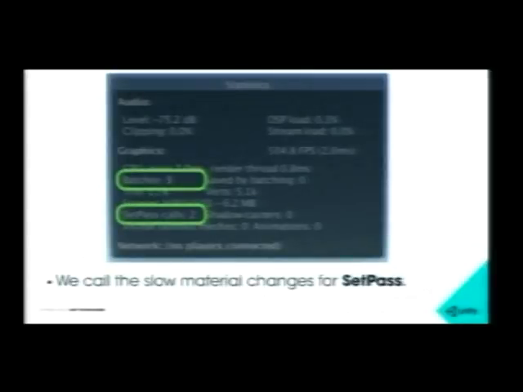If you open the statistics window in the game view, you'll see there are two things that are interesting here. There's a field for batches, and there's a field for set pass. Whenever a slow state change happens, the counter for set pass will be incremented. And whenever a draw call is issued, the counter for batches will be incremented. Whenever a set pass call happens, you will always be rendering a batch, so the batches count will always be at least as high as the set pass count, and the batches will always be equal to or greater than the number of set pass calls.